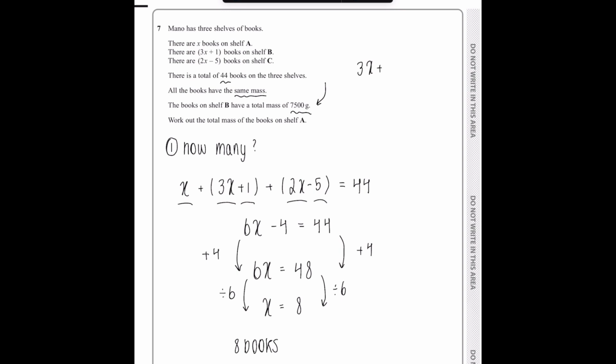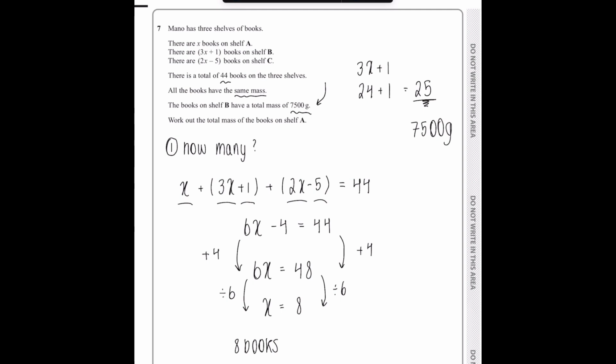3x plus 1 books. But we know x is equal to 8. So then 3 times 8 is 24, plus 1. So that is equal to 25. So in other words, there's 25 books on shelf B that have a mass of 7,500 grams. So to find out how much each book weighs, we need to do 7,500 divided by 25.